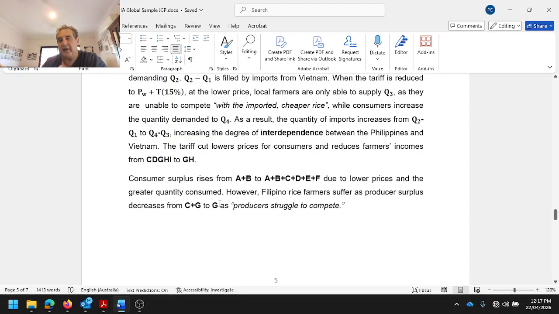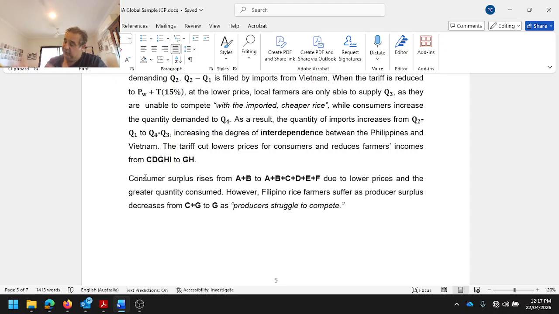So this is just your standard welfare analysis. This is where it starts for this candidate here. You can see consumer surplus goes from AB to A, B, C, D, E, F, brought about by lower prices and greater quantity consumed. That's magic. That shows a depth of understanding of the terminology.